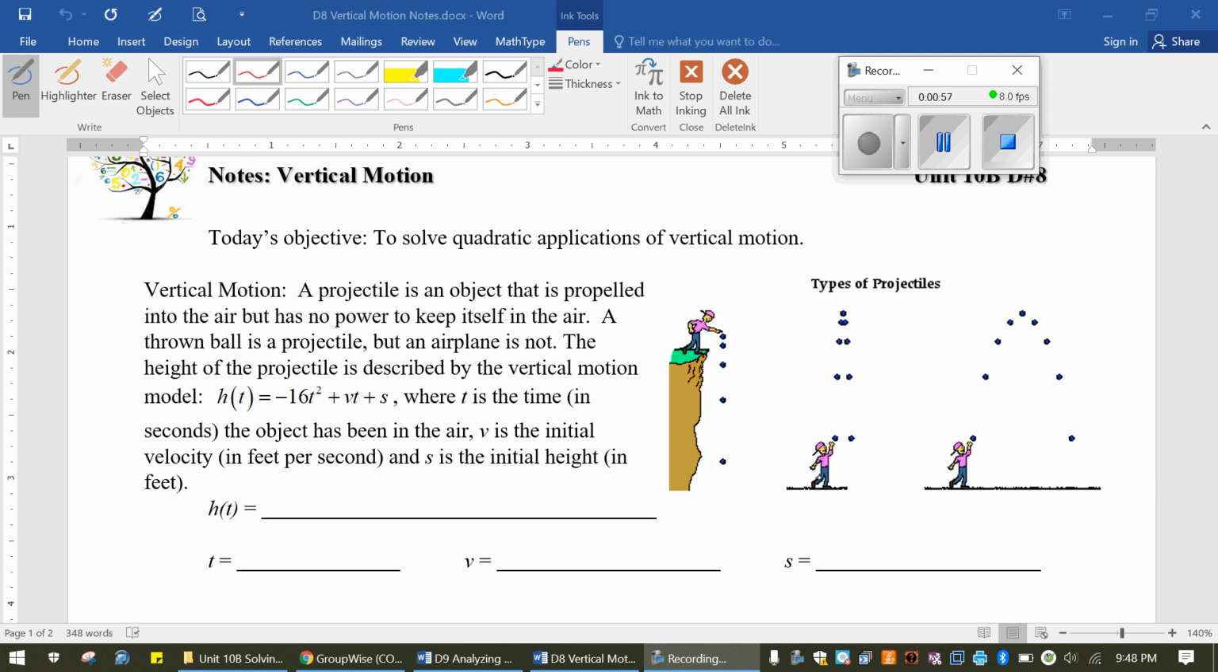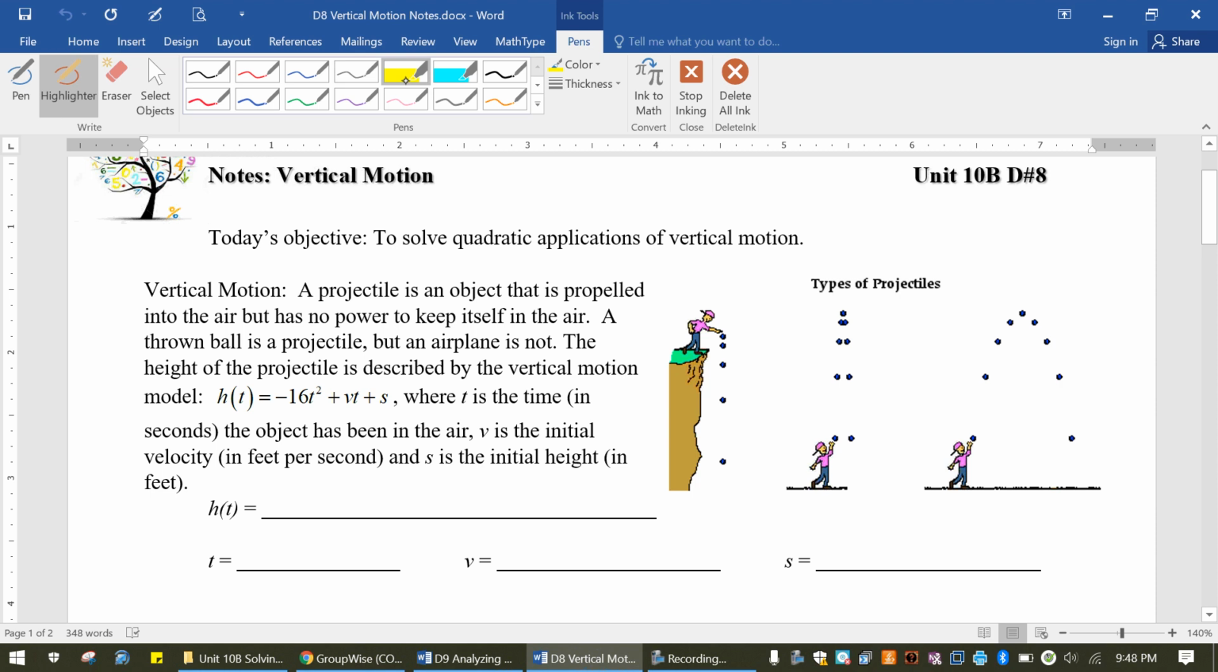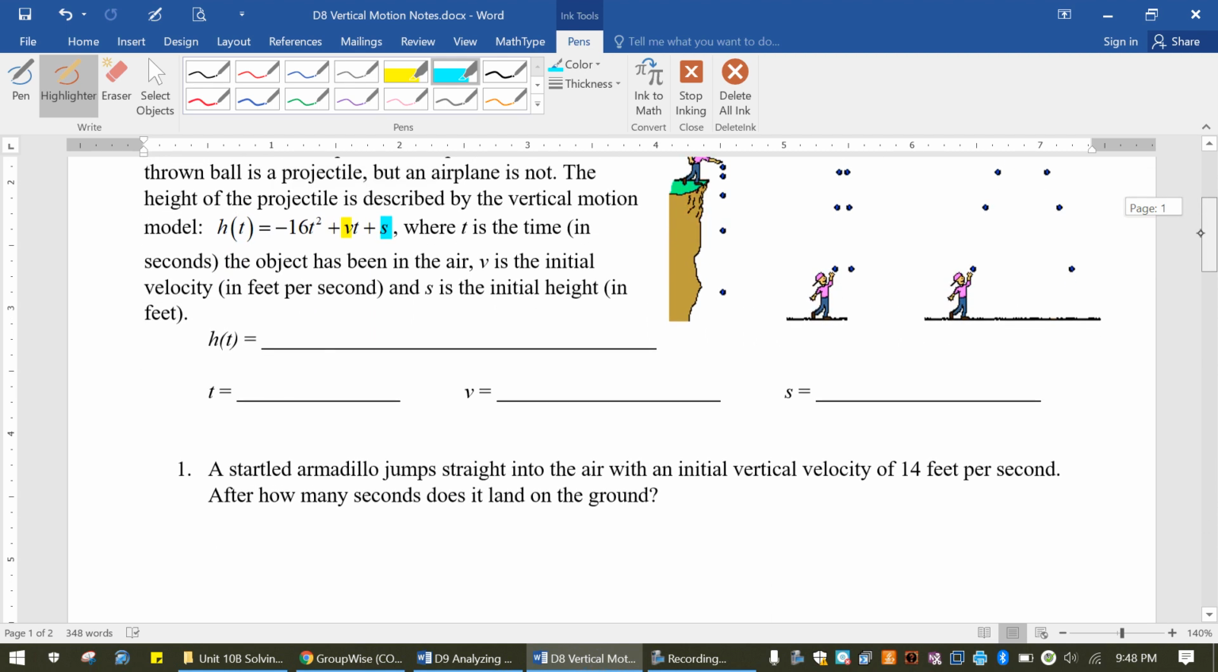So the height of the projectile is described by this vertical motion model, where t is time in seconds that the object has been in the air, and v is the initial vertical velocity in feet per second. And then we've got the initial height where it was thrown from. In each one of these problems, we're going to be identifying a value for v and a value for s in order to solve for either a height or that t in time. So let's identify what each one of these variables are first.